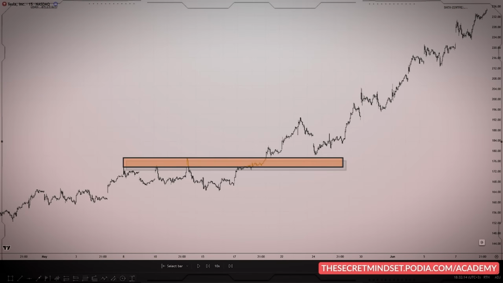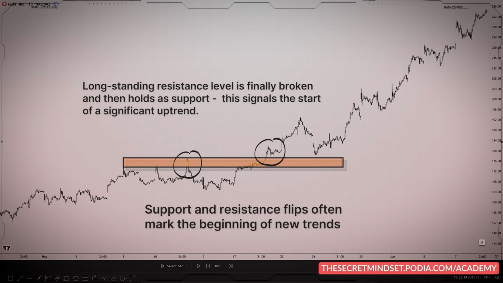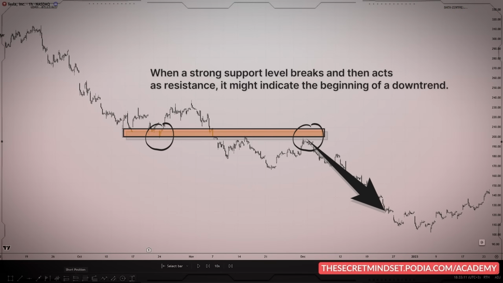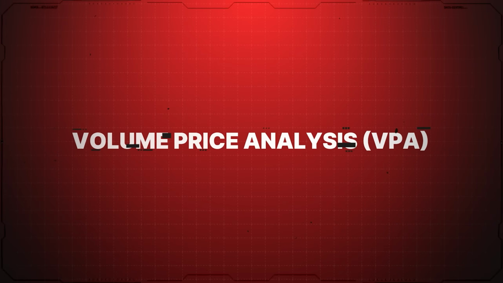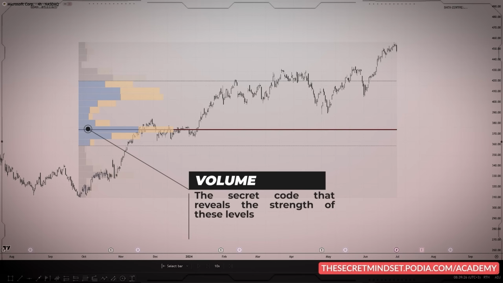One powerful aspect of support and resistance flips is that they often mark the beginning of new trends. When a long-standing resistance level is finally broken and then holds as support, it can signal the start of a significant uptrend. When a strong support level breaks and then acts as resistance, it might indicate the beginning of a downtrend. Volume is a key tool in trading support and resistance. It's like a secret code that reveals the strength of these levels. When you mix volume with price action, you get a powerful method called volume price analysis.